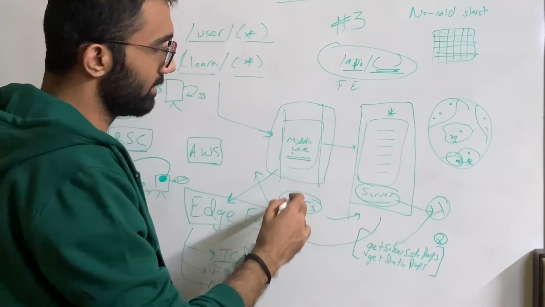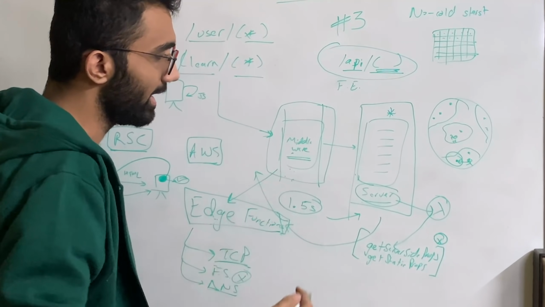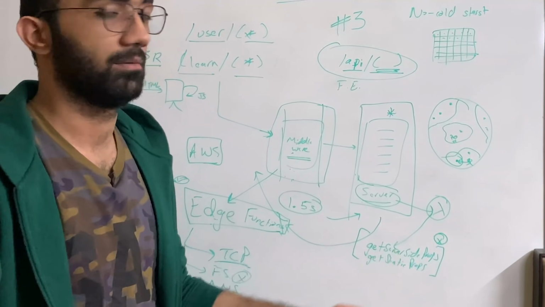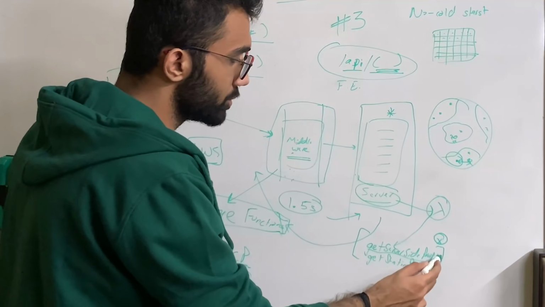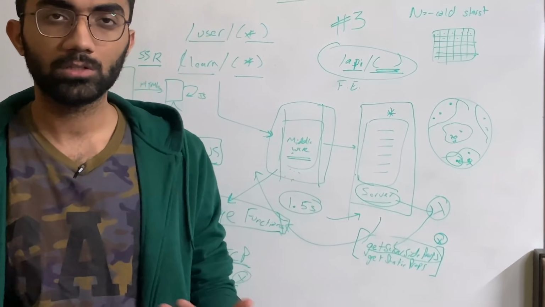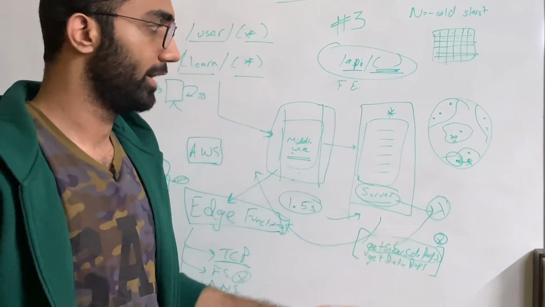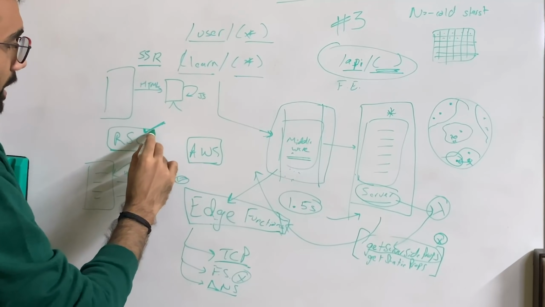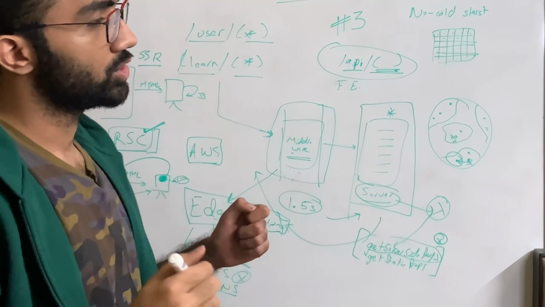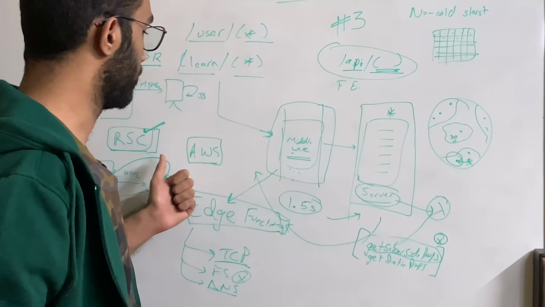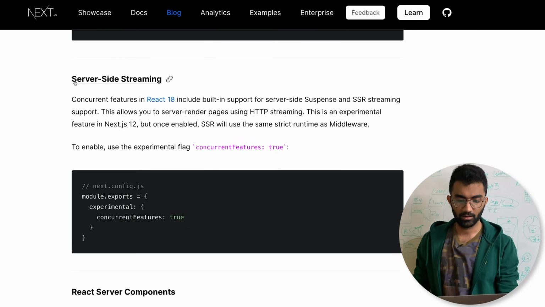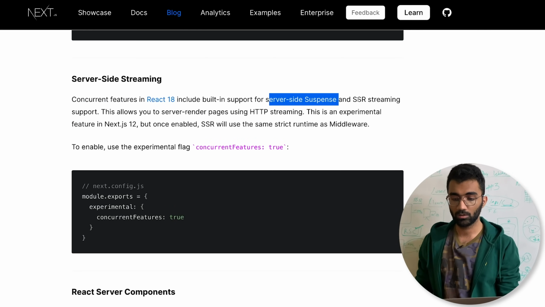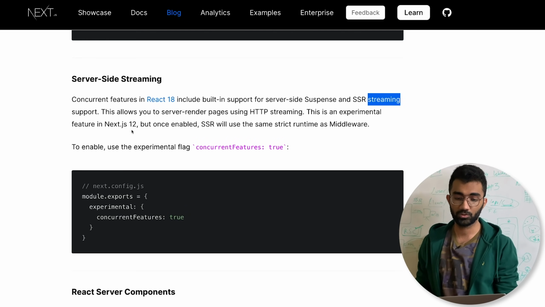Now, what's happening here is that this middleware is probably running in front of an application which would render a page, most likely, let's assume, a dynamic page. So this function, which would be called after the middleware, should also be fast enough. Otherwise, what's the point? So what you can do, the moment you opt into React server components, is also enable something known as streaming response in React server components and in this whole architecture. You can see right here, Vercel says that concurrent features in React 18 will include built-in support for server-side suspense and server-side rendering streaming support.